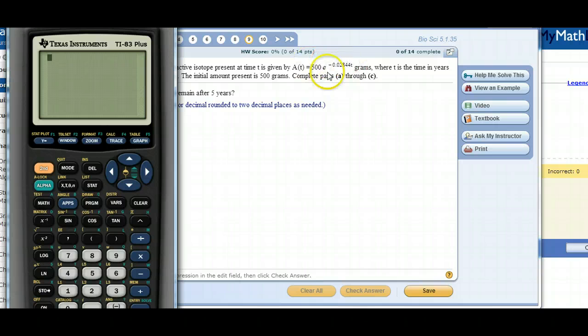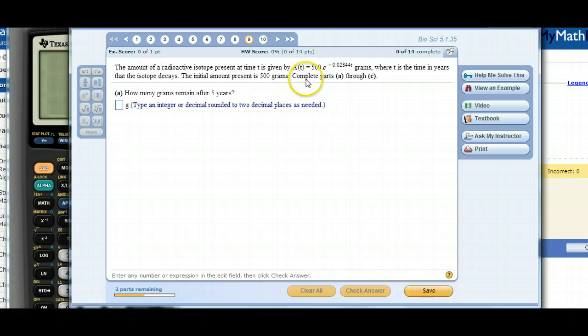So anyway, if e is being raised to a power like it is here, we won't use this one. We'll use this one over here, e to the x power. If we do that one, notice it gives us the e with the caret already and everything ready to go. So for this particular scenario, t is the time in years that the isotope has decayed.